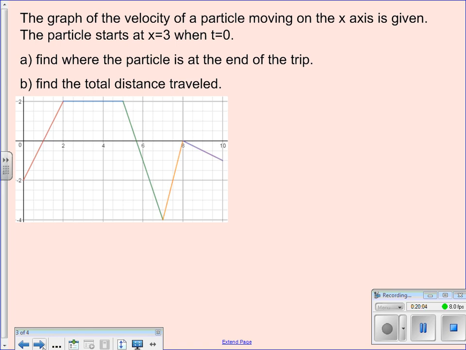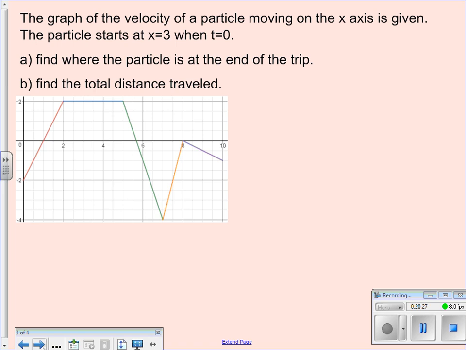Okay. So, graph of the velocity of a particle. Do I know the equation? No. Can I find the equation? Yes. I don't care. The graph of the velocity of the particle moving along the x-axis is given. The particle starts at x equals 3 when time is 0, so its beginning position is 3. Part A, find where the particle is at the end of the trip. B, find the total distance traveled.